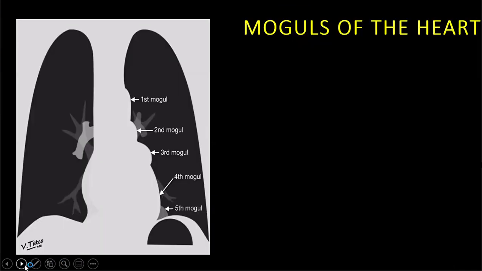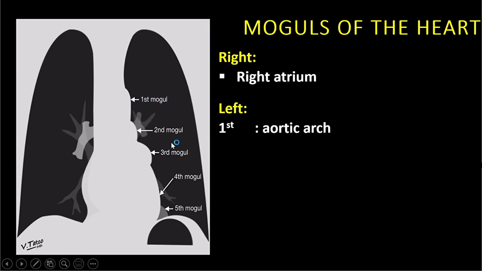Now, radiologists usually, when they assess the heart, they assess the different moguls of the heart. Moguls means these are bulges in the cardiac silhouette or the mediastinum. So basically at the right, we just have one mogul, which is the right atrium. You just have one big bulge here, which makes up the right atrium. On the left side of the heart, basically you have 5 moguls. Some of the moguls are actually just seen in cases which are pathologic.